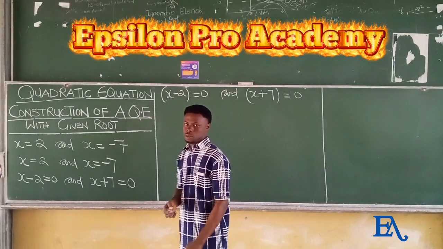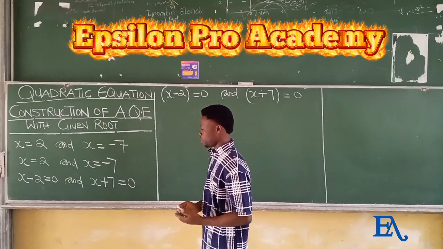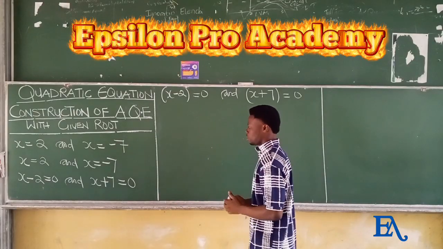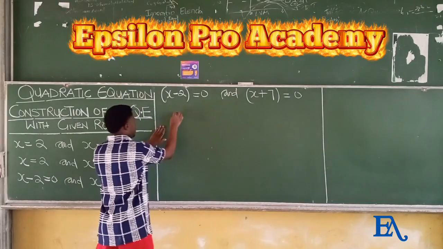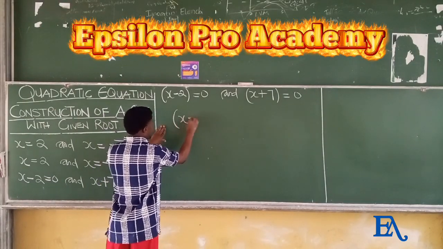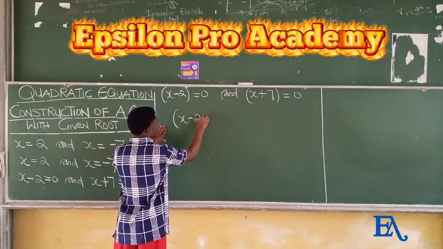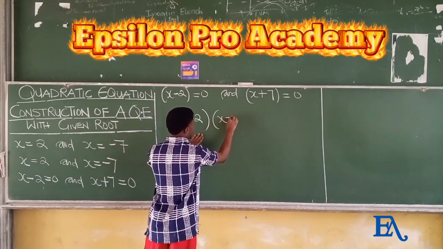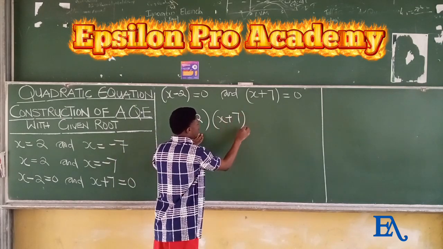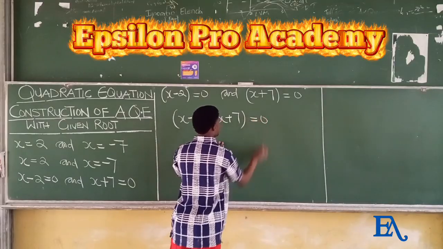The next step is to bring the two parentheses, bringing the two brackets together and equating all of them to 0. So we have x minus 2 and x plus 7 is equal to 0.